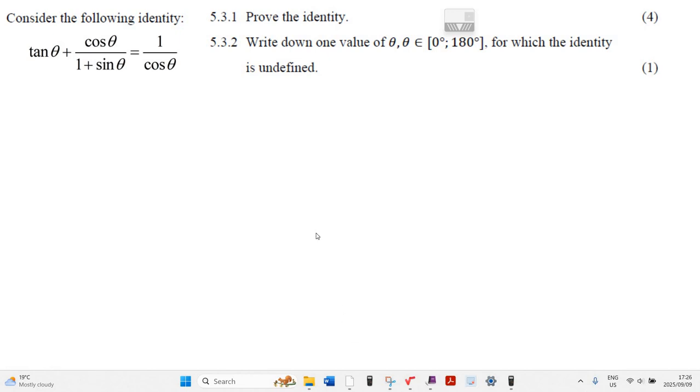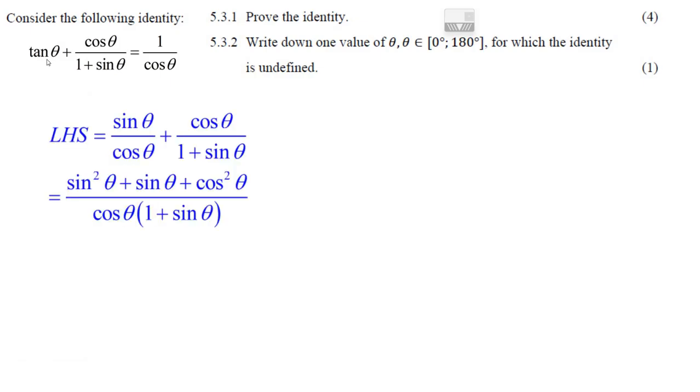Okay, let's try proving this identity here. Looking up here, we're going to try and prove that the left-hand side, tangent theta plus cosine theta over 1 plus sine theta, equals 1 over cosine theta. Well, we start with one of the sides, the more complicated side, and then what do we do?